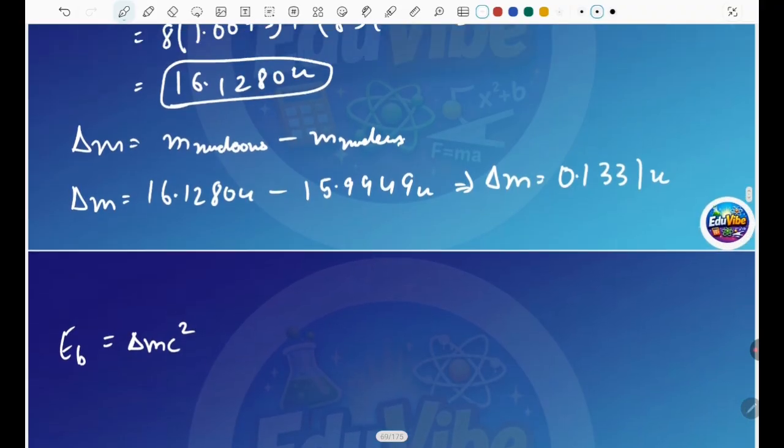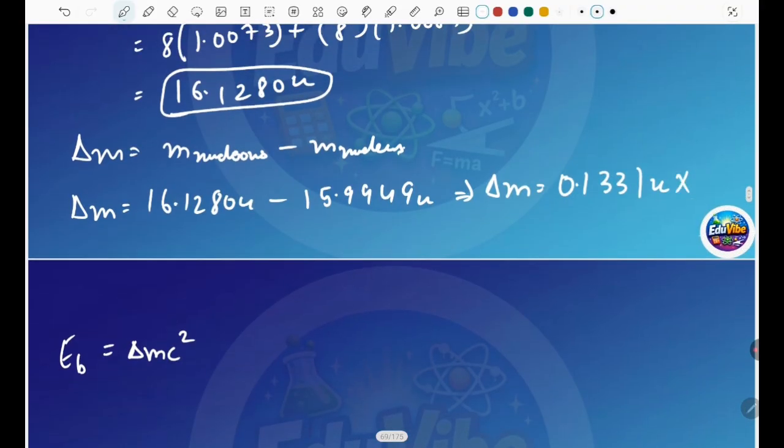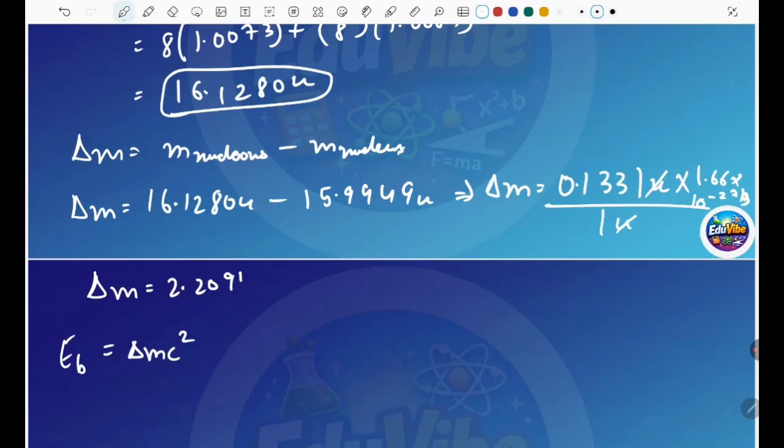To convert this into kgs, you have to multiply this with 1.66 into 10 raised to power minus 27 kgs divided by 1 U. You cancel out, and you will get a defect mass of about 2.20946 into 10 raised to power minus 28 kgs.